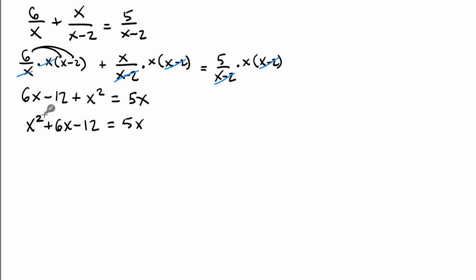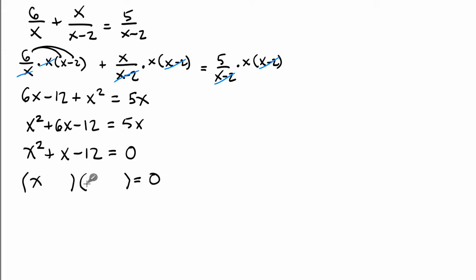And seeing that we have a quadratic equation to solve, let's take all the terms to the same side by subtracting 5x from each side. We end up with x squared plus x minus 12 equals 0. Now there are several different ways to proceed. Since this one looks pretty simple in terms of factoring, let's proceed by factoring.